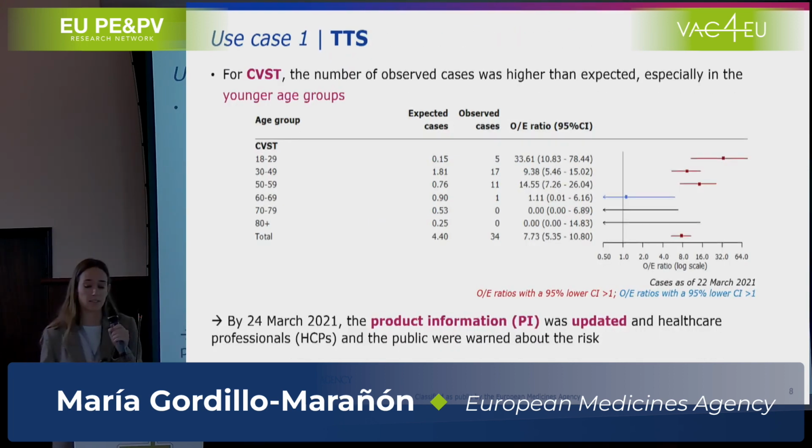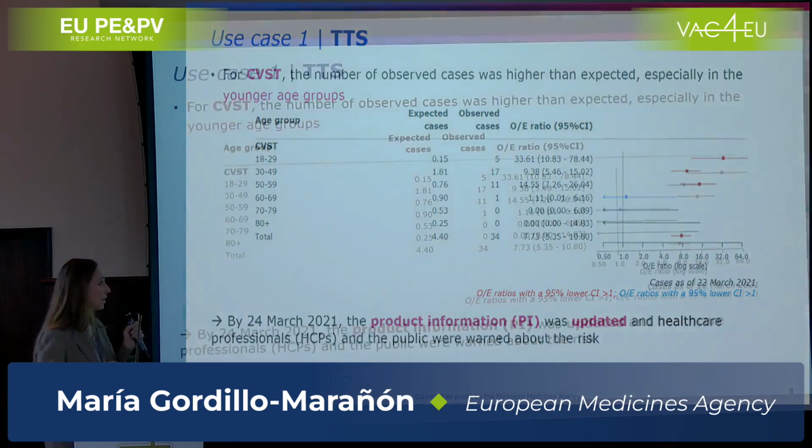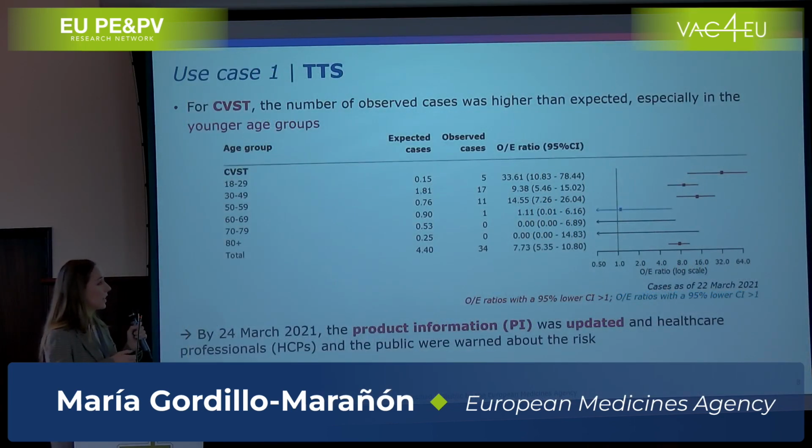And here we can see the results for CVST. We have a forest plot on the right, and highlighted in red, we see that the number of observed cases was higher than expected and statistically significantly higher, especially in the younger age groups. So this information was included in the assessment report, and by the 24th of March 2021, the product information for VAC4EU was updated, and healthcare professionals and the public were warned about the risk.